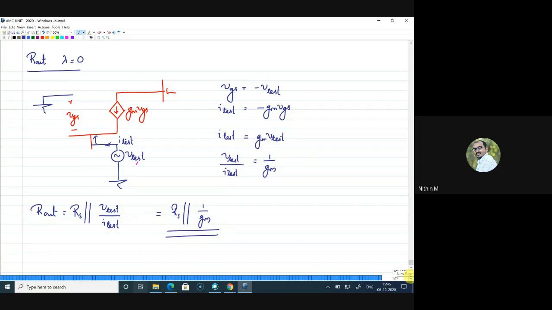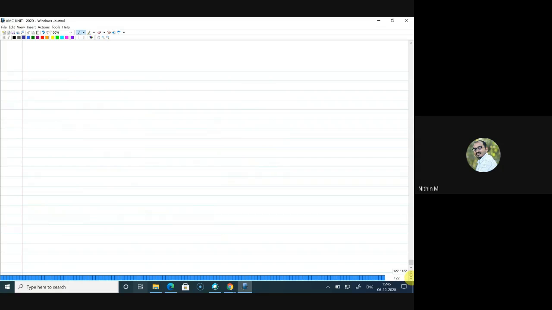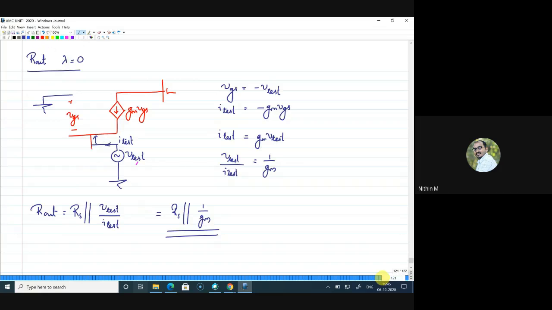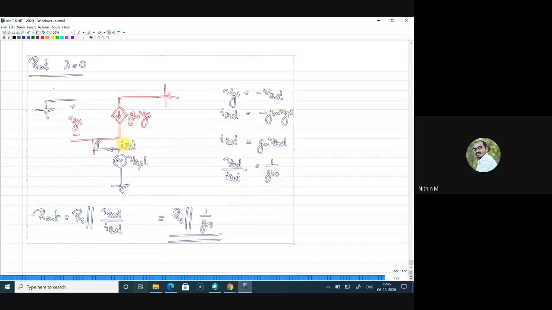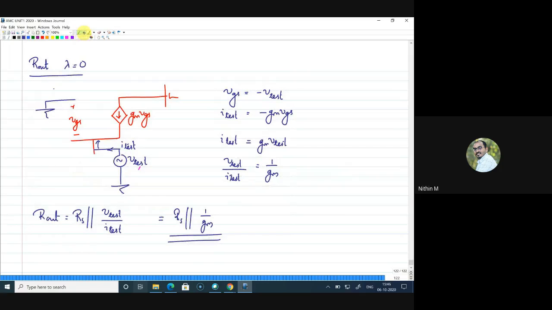Okay, so now let me take you to one more thing. Can you tell me what will be your R out when lambda is not equal to 0? R out calculation when lambda is not equal to 0. Can anyone tell me what will be R out? Any answers?